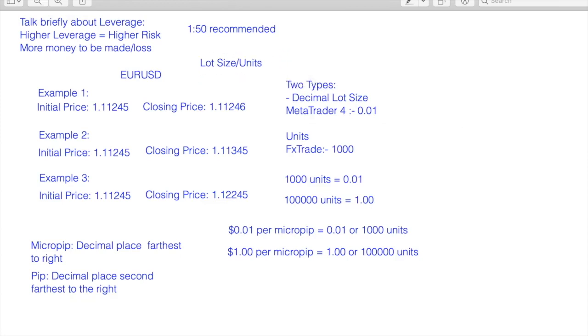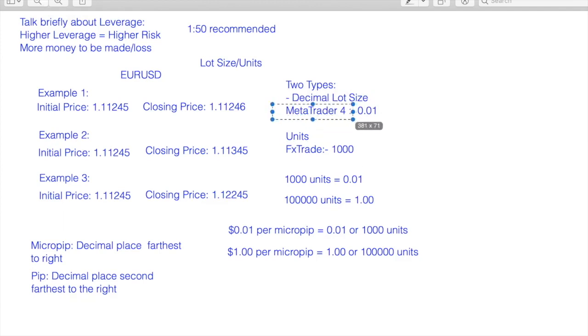So to start off with that, there are two types of different lot sizes. So that's what we call over here in the space. We have the decimal lot size, right? Right here, you have the decimal lot size, okay? And then you have what you call units. All right, so decimal lot size is what we use in MetaTrader 4.